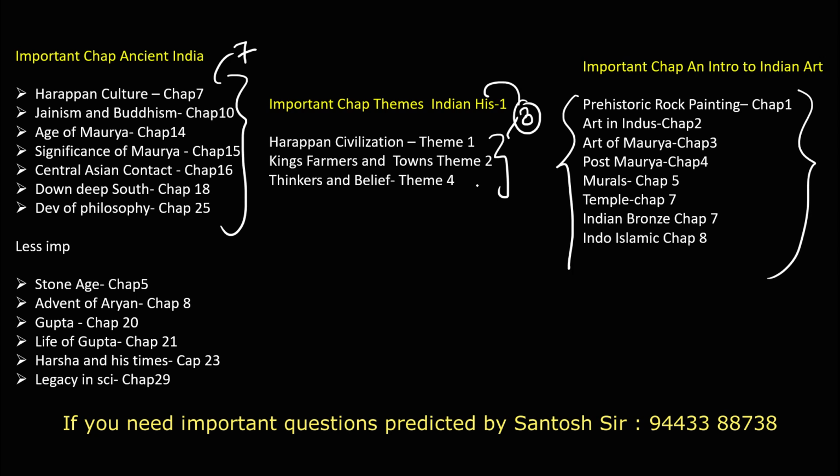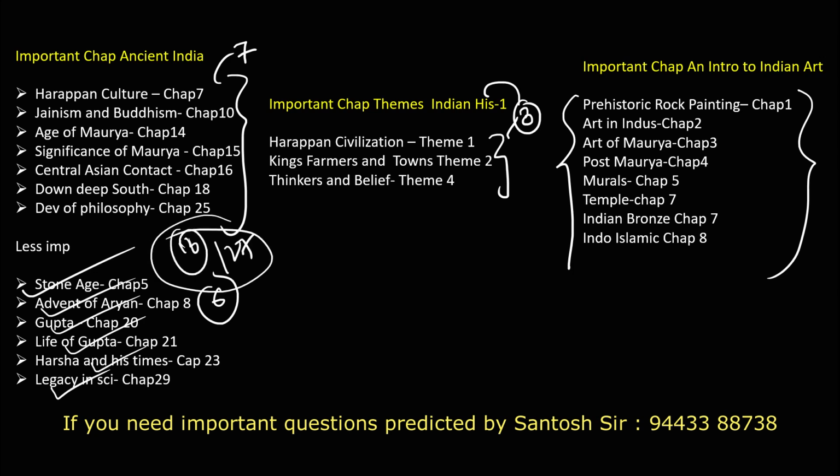Then there are some relatively less important chapters, but you should still read them this year: the Stone Age, the advent of Aryans, the Gupta Age, Harsha and his time, and the legacy in science and technology in ancient India. So these are 1, 2, 3, 4, 5, 6. Six chapters, plus 7, so around 13 chapters out of 27 you have to read. But if you do not have time, you can just read these 7 chapters, these 3 chapters, and the introduction to ancient art.